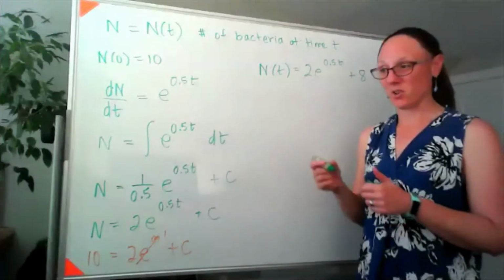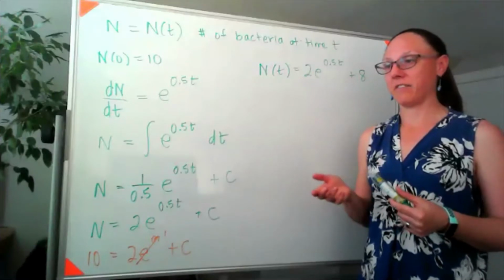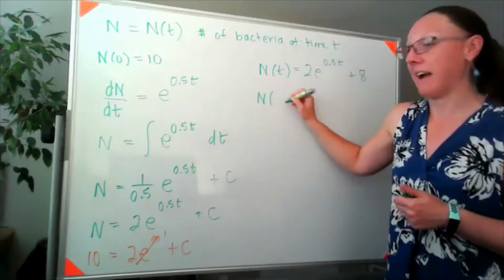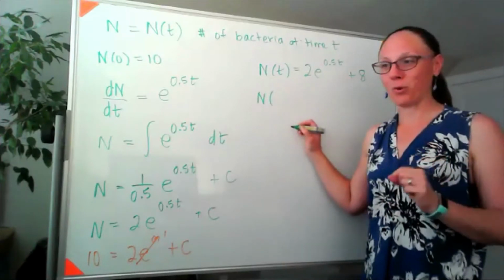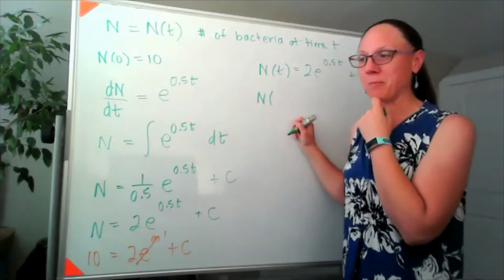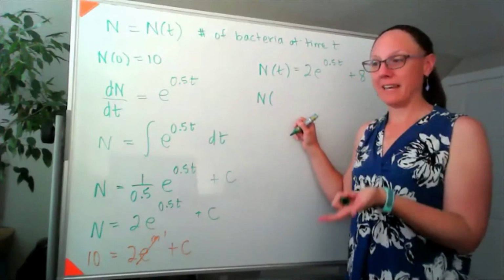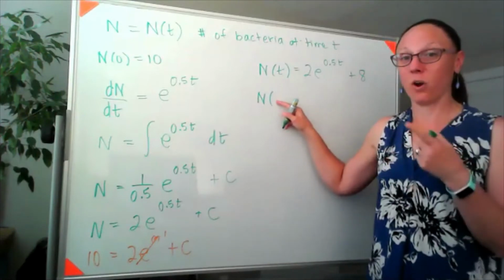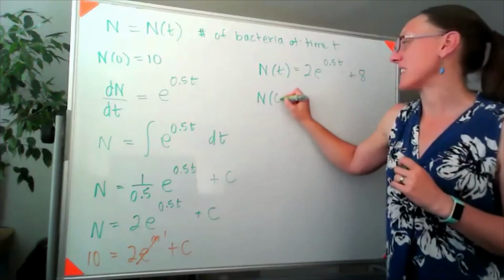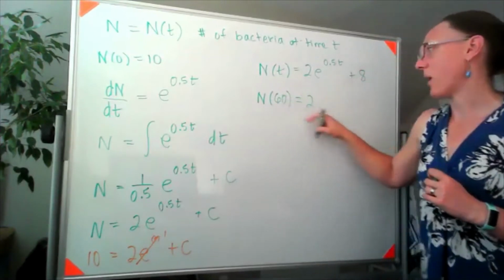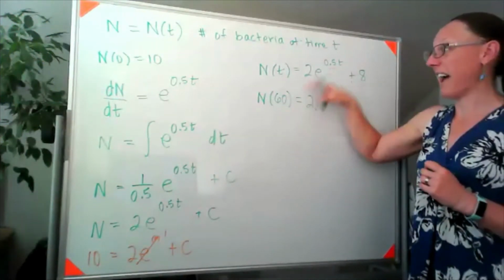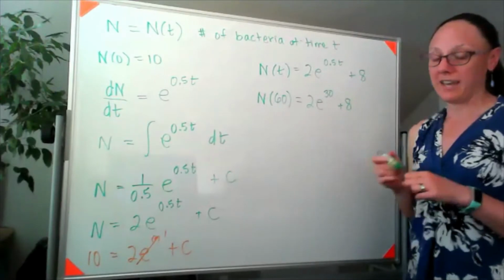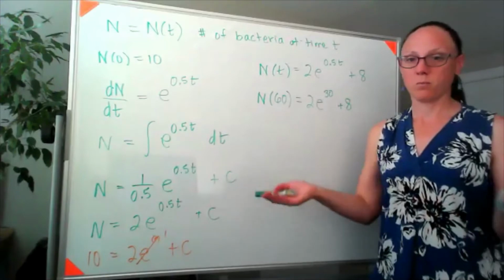Now that doesn't yet answer the question because we were actually asked to find the number of bacteria after an hour. So my number of bacteria after 1 hour, and here we want to be really careful because it says that t is in minutes. So if t is in minutes, then the number of bacteria after 1 hour means I'm looking for n of 60. So that would be 2 times e, a half of 60 is 30, plus 8. And that's how I would leave the answer, since we're not going to use a calculator.